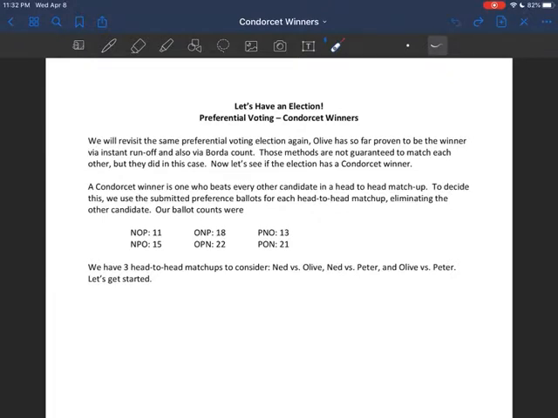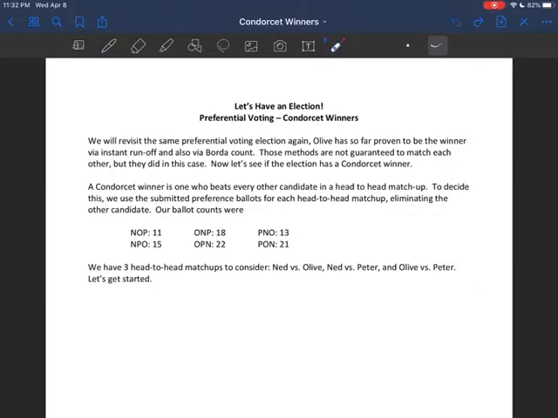We're going to talk about yet another way to determine the winner of a preferential ballot voting system. We've so far talked about instant runoff and Borda counts. Those both had Olive coming out as the winner. They don't have to always match each other, but they ended up so far, and we'll see if that turns out to be the case for this as well.